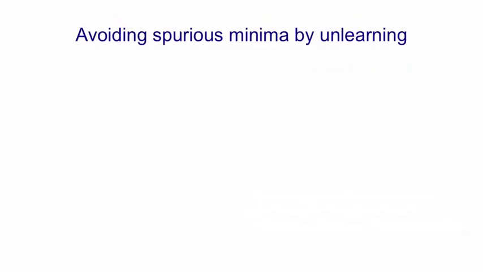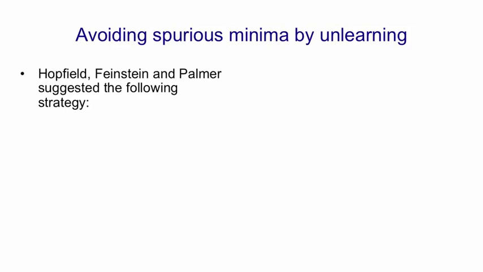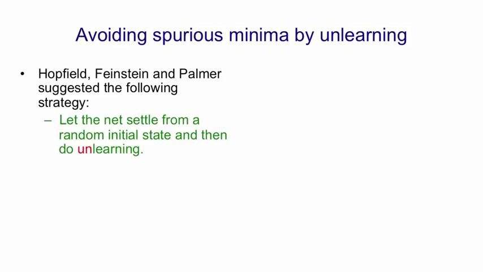One very interesting idea that came out of thinking about how to improve the capacity of a Hopfield net is the idea of unlearning. This was first suggested by Hopfield, Feinstein and Palmer, who suggested the following strategy. You let the net settle from a random initial state, and then you do unlearning, that is, whatever binary state it settles to, you apply the opposite of the storage rule. I think you can see that with the previous example, that red merged minimum, if you let the net settle there and did some unlearning on that merged minimum, you'd get back the two separate minima, because you'd pull up that red point.